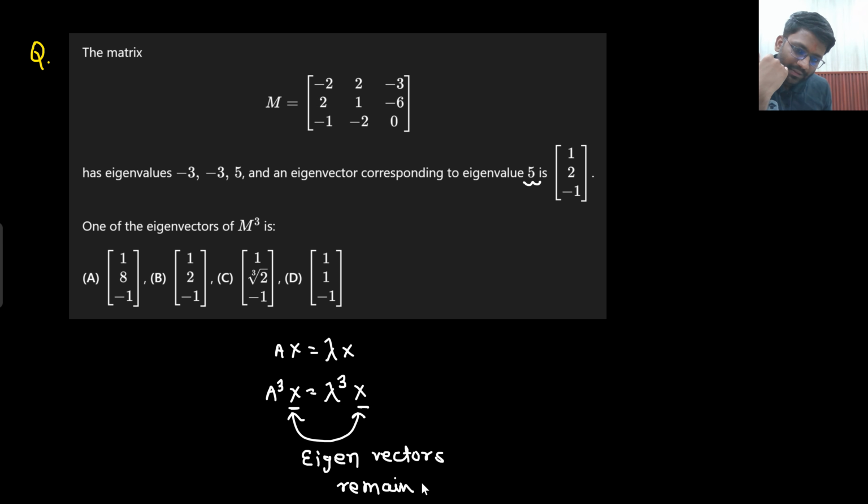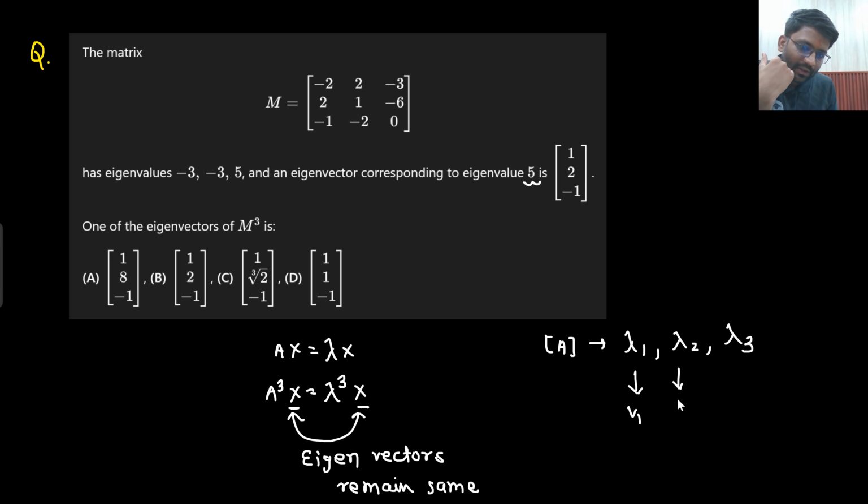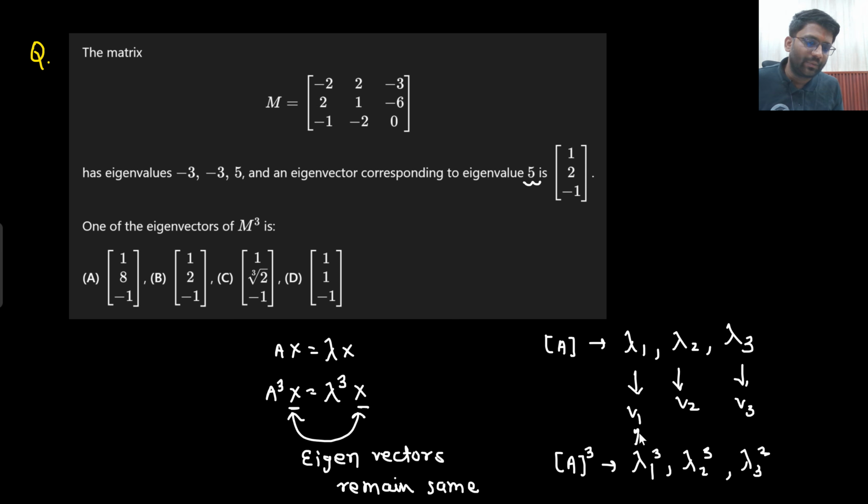Remain same. What does that mean? Let's say this is a matrix A which has 3 eigenvalues, lambda 1, lambda 2 and lambda 3. With respect to these 3 eigenvalues, the eigenvectors are v1, v2 and v3. So what about A cube? A cube will also have eigenvalues lambda 1 cube, lambda 2 cube and lambda 3 cube, and their corresponding eigenvectors would be v1, v2 and v3. Is that clear to you?